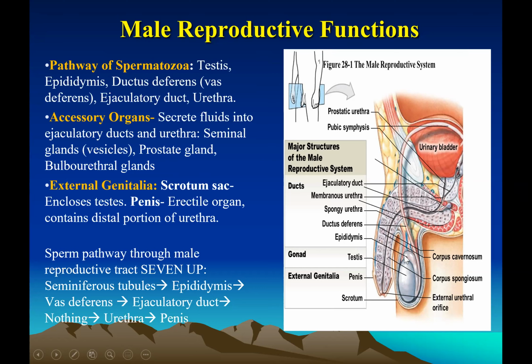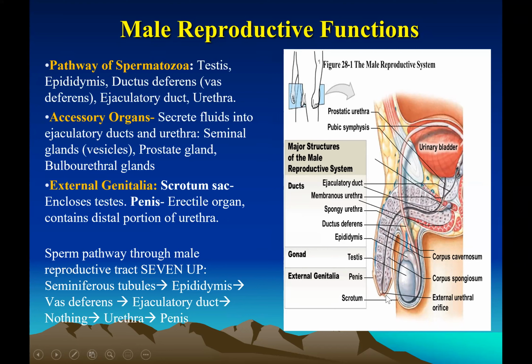Then it travels to a structure called the epididymis. See, this is the epididymis. This is like a nursery school. This is where they get mature. Then it goes through the ductus deferens, or vas deferens, and loops over the urinary bladder. And then there is an ejaculatory duct, which will join together with the urethra. And then it is ejaculated out.